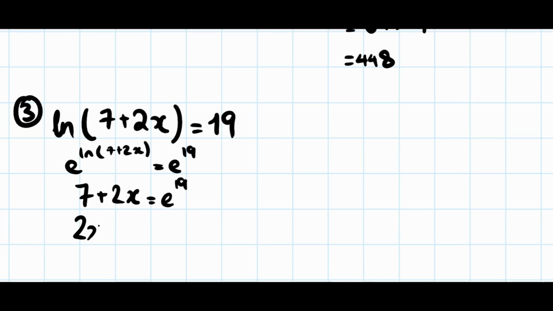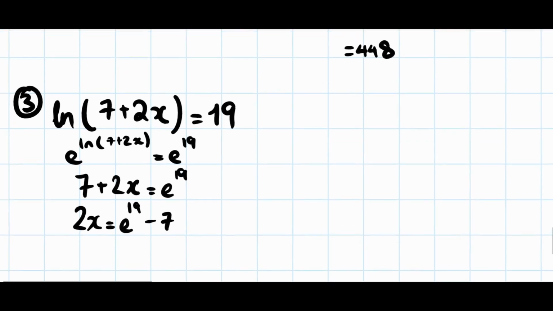Then we would take away the 7 to put it on the other side, and we'd get 2x is equal to e to the power 19 minus 7, and we'll divide both sides by 2 to get our x being equal to e to the 19 minus 7, over 2. And so this is how we would solve a simple expression which has our variable x.